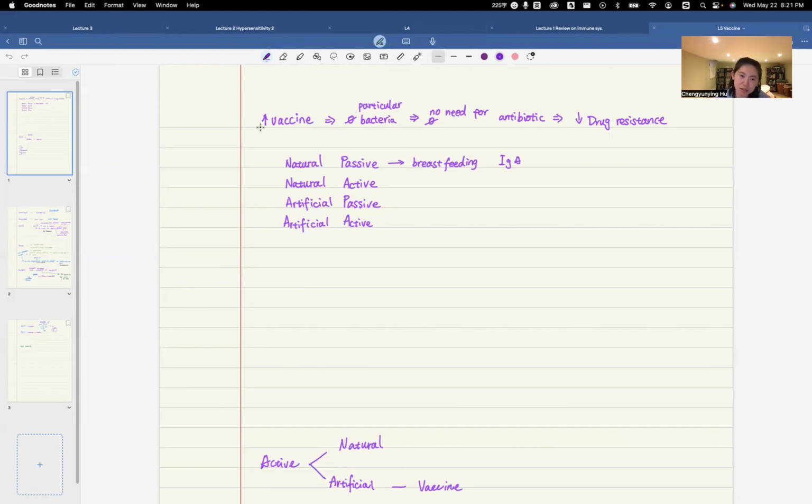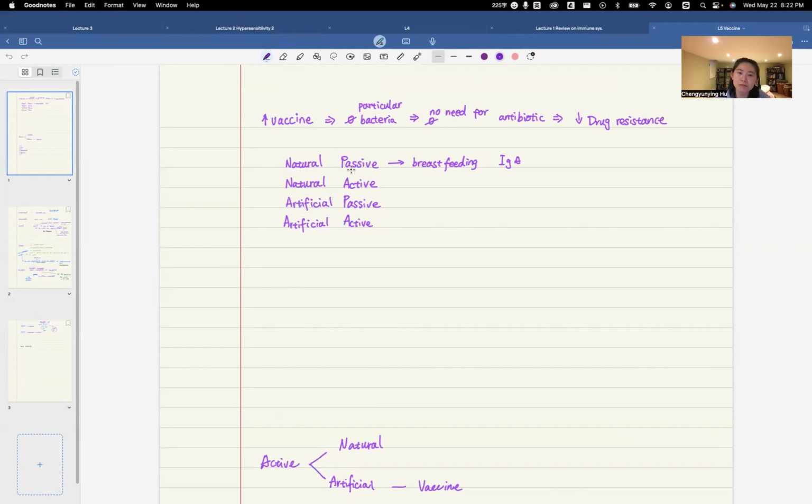Why giving vaccine is beneficial is because with vaccine we don't get infected, and then we don't use antibiotics, and because there's no need for antibiotics, we won't develop drug resistance. So next time if we really need antibiotics, they will work. So that's that. Now the 4 types of how you acquire immunity.